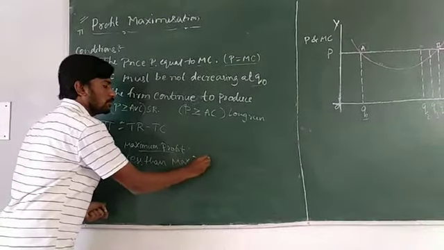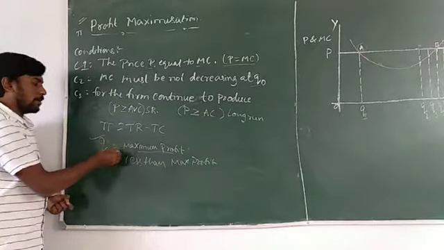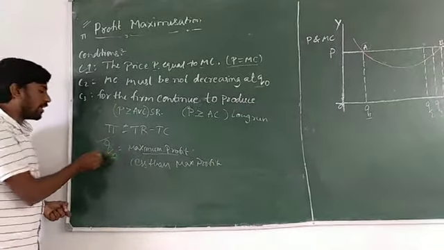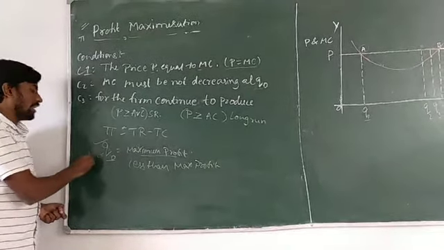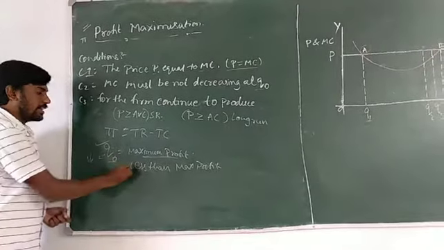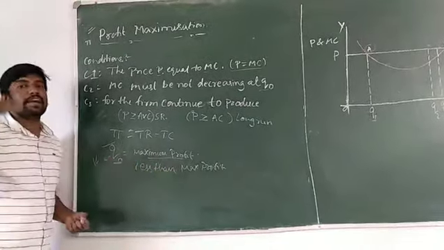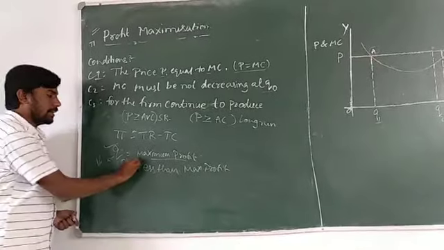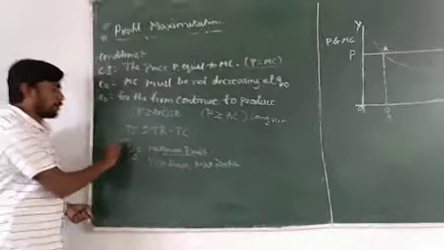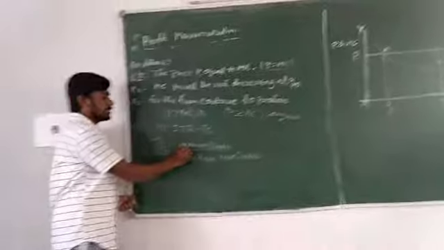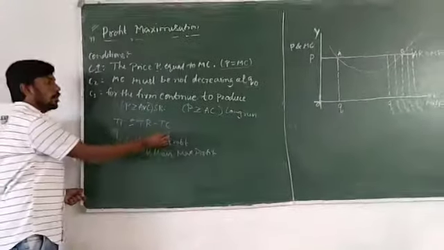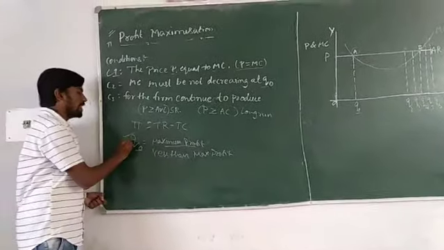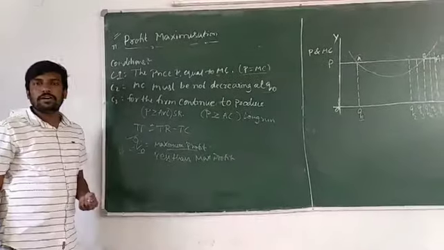If the firm produces more than the Q0 level, or if the firm produces less than the Q0 level, then the firm does not reach its maximum profit. This is not the main goal of a producer. Every producer or firm's main goal is achieving a maximum profit. To achieve the maximum profit, the firm has to produce the Q0 level of output.